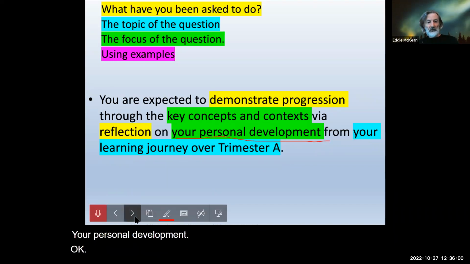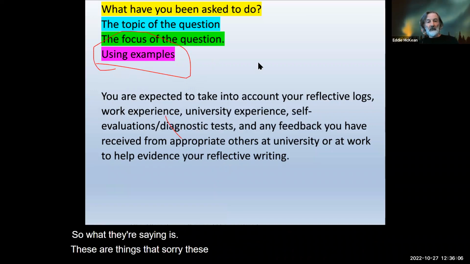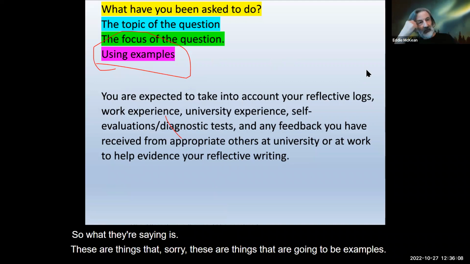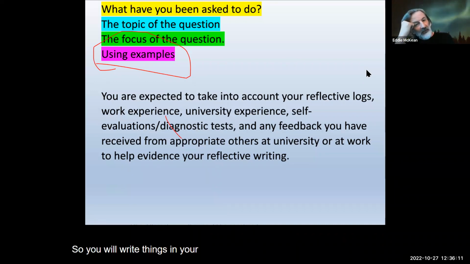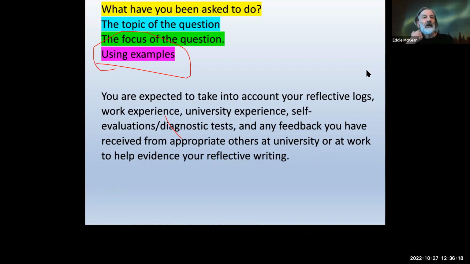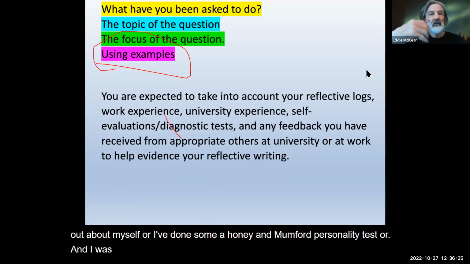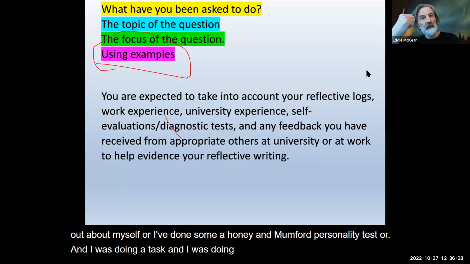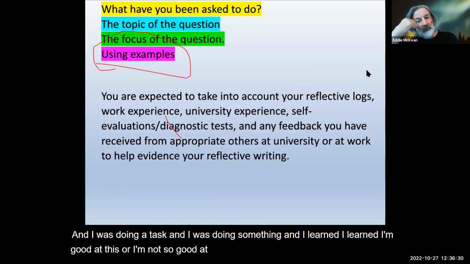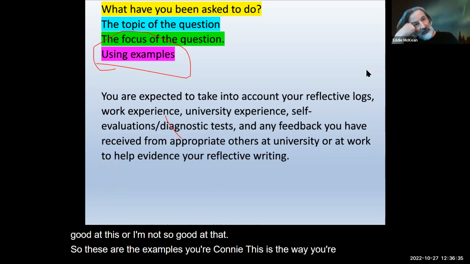Okay, so what they're saying is these are things that are going to be examples. So you will write things in your log saying, I learned about this about myself because I did a diagnostic test. So I did the Belbin test and I found out about myself, or I did a Honey and Mumford personality test, or I was doing a task and I learned I'm good at this or I'm not so good at that. So this is the evidence you're going to bring in to help you do that.